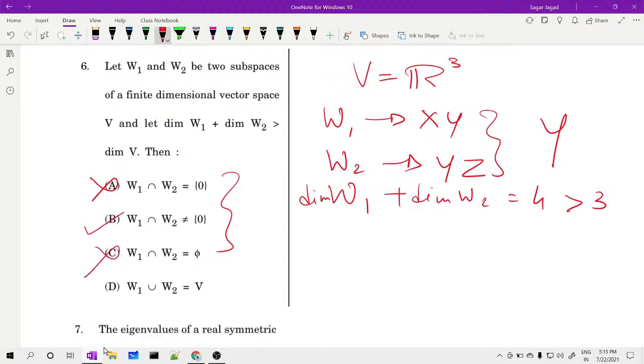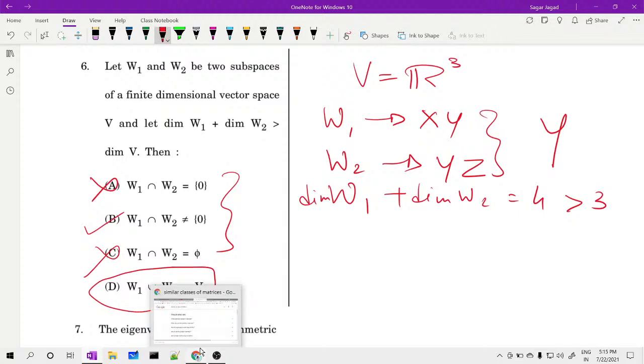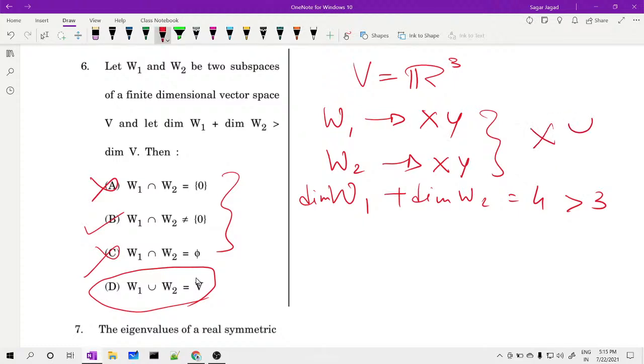No. Is the union equal to V? Yes. In this case, the answer is yes. So what I do, I am just struggling between B and D. So what I can do is, I can consider my W2 same as my W1. Since they are not telling us you need to take this thing, so this is nothing but XY, and still the condition is satisfied. So D cannot be true.